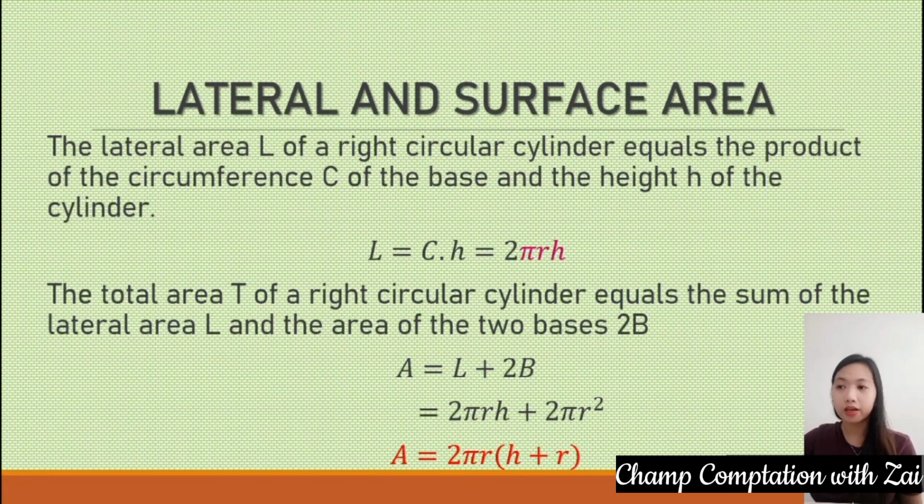So for the total area, the total area of a right circular cylinder equals the sum of the lateral area and the two bases. In symbols, we have the lateral area, 2 pi rh, plus 2 multiplied by pi r square, because the base can be computed as pi r square. To simplify the formula, we have the total area equals 2 pi r, the quantity h plus r.